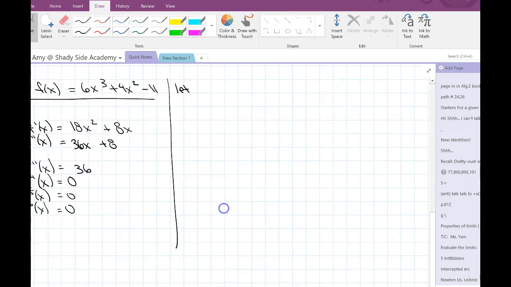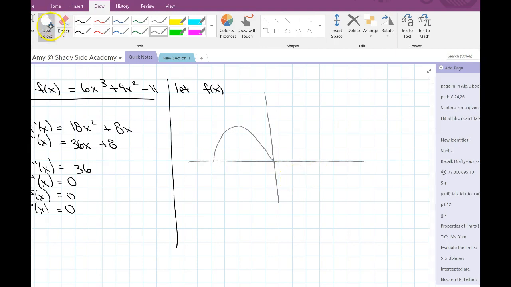Ooh, I have an idea. Okay, let f of x be described by this function. Why don't you all just sketch sine x from negative pi to pi, okay? Oh, for heaven's sake. Miss Yam, what's wrong with me? End of the day, boys and girls. End of the day. All right.